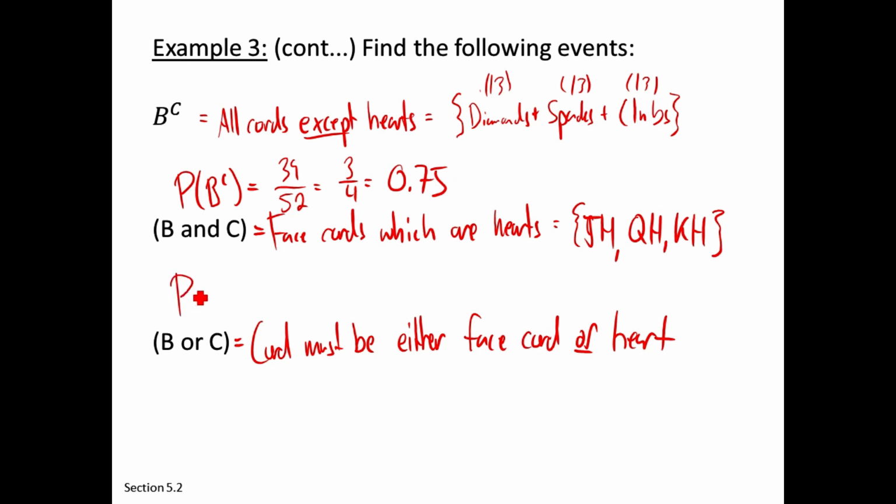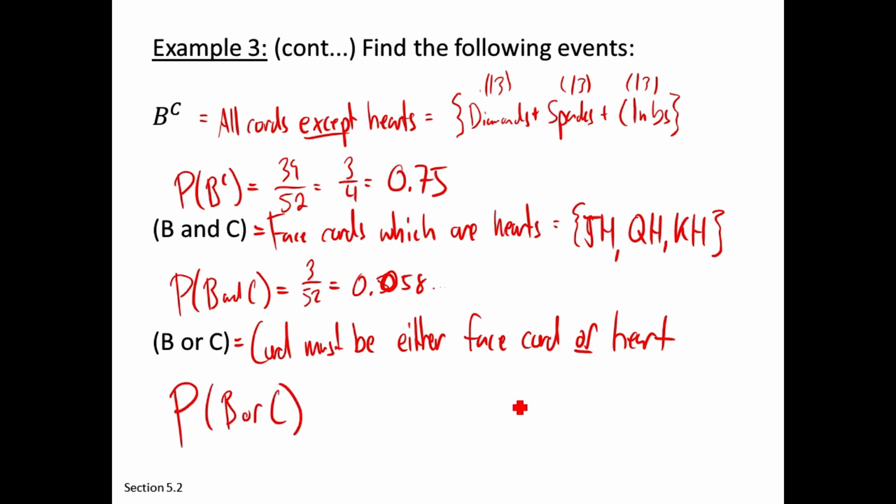How about the probability here of B and C? Well, how many were in there? 3. Face cards that are also hearts. There's only 3 of them out of 52. And so what does that come out to be? 3 out of 52? 0.058. So about 0.058-ish. Some change.